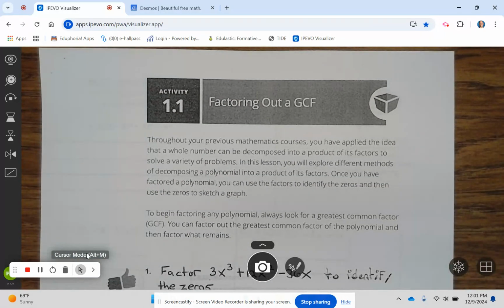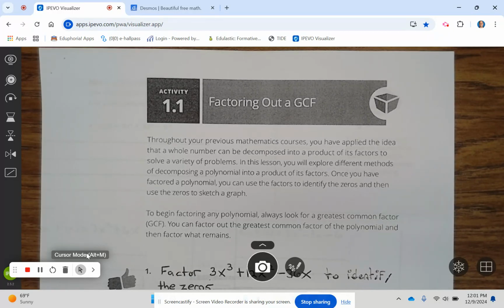Activity 1.1, factoring out a GCF. Throughout your previous mathematical courses, you have applied the idea that a whole number can be decomposed into a product of its factors to solve a variety of problems. In this lesson, you will explore different methods of decomposing a polynomial into a product of its factors.